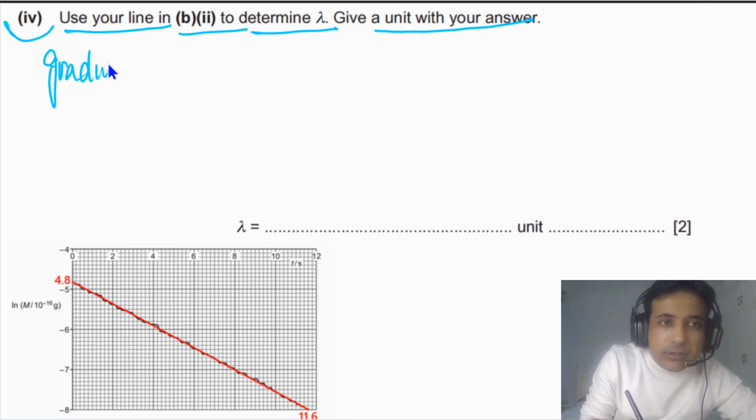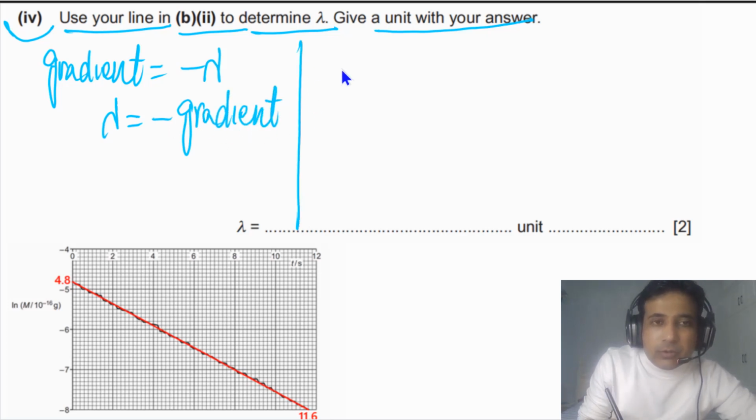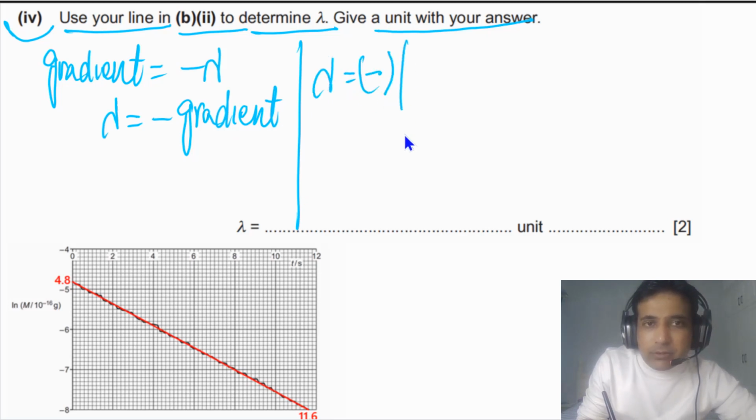Now we need to determine the value of lambda. So we can write down lambda is equal to negative of the gradient. In this case, lambda is equal to negative, and we can write down the gradient here. I'll be taking these 2 points, 1 point here and 1 point here. You can take any 2 points on the line you have drawn.